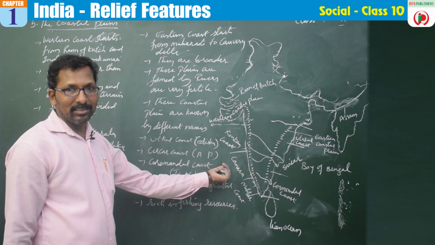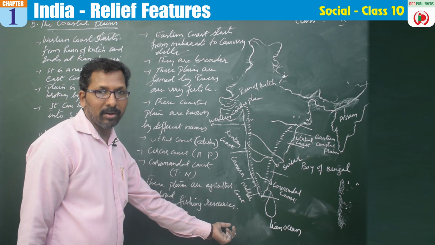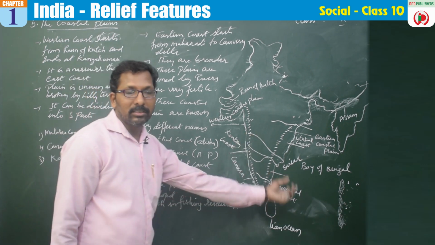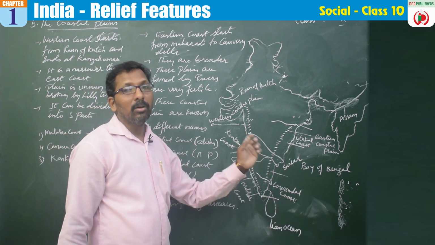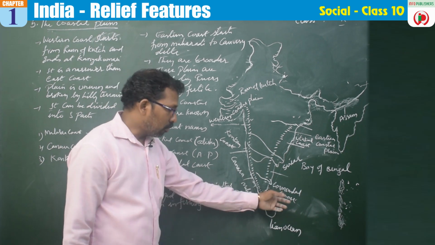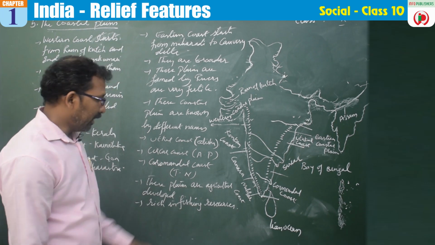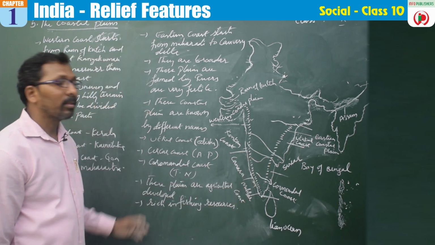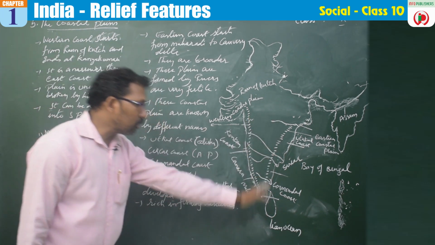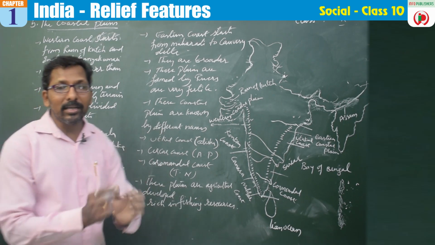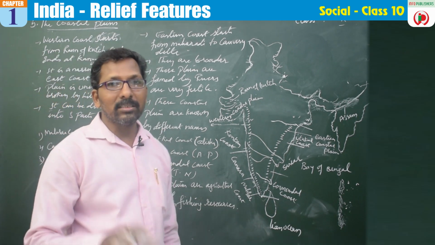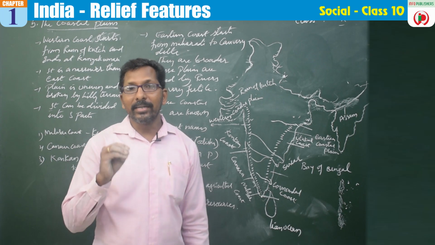Similarly, in the Western Ghats, we have seen that they are also known by different particular names. So the eastern coast is also known by different local names: Coromandel coast, Sarkar coast and Utkal coast. Any more specialties there? Yes. The eastern coastal plains are agriculturally well developed, as the Indo-Gangetic plains are.